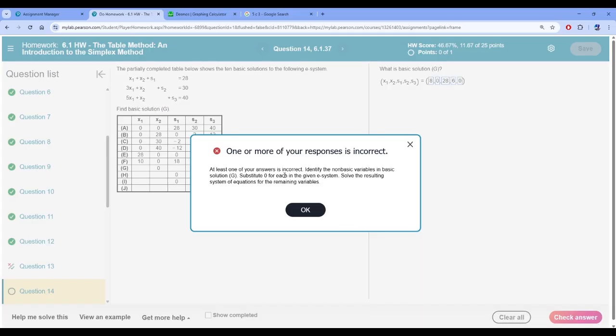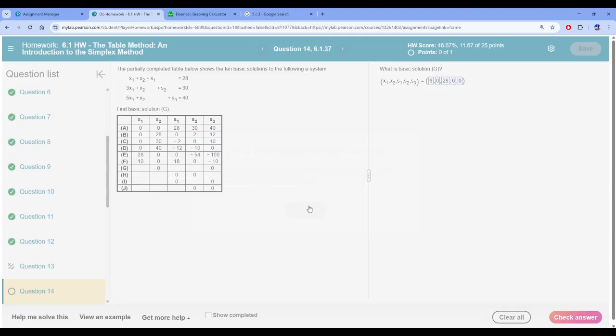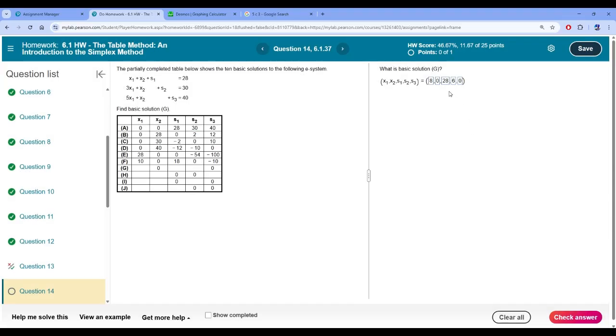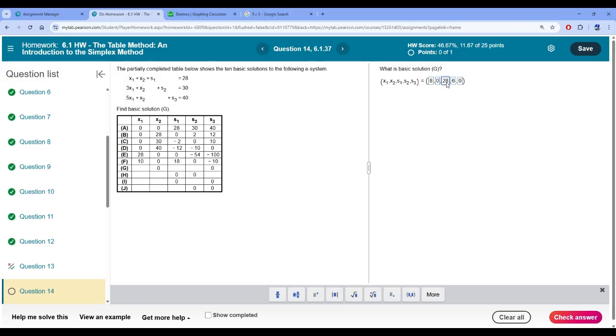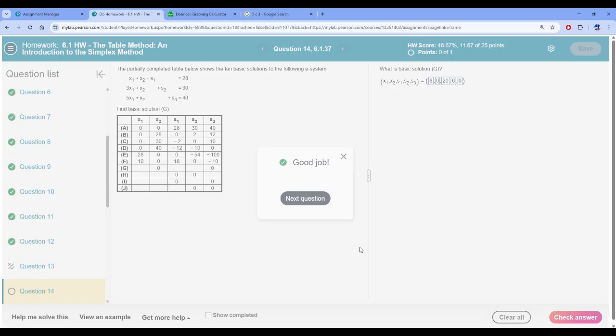Oh no, at least one of your answers is incorrect. I really thought I had it. There's got to be a typo here. 28 for S1. Oh, it's 20. Not 28. X1 was 8. Yeah, 20, not 28. There we go.